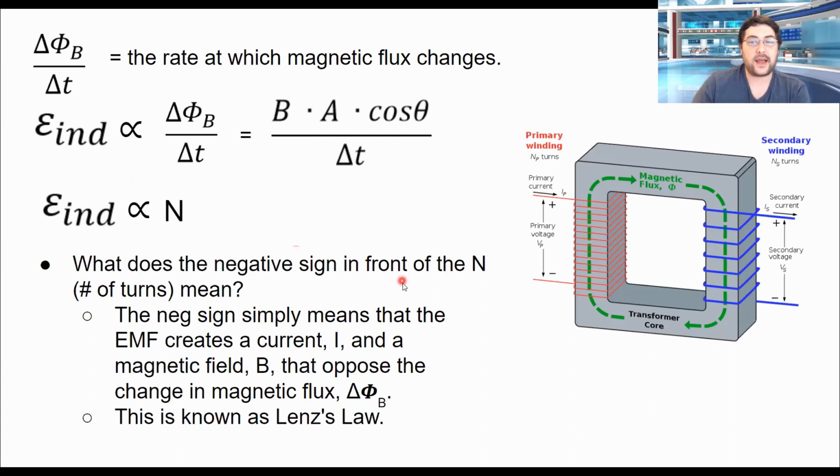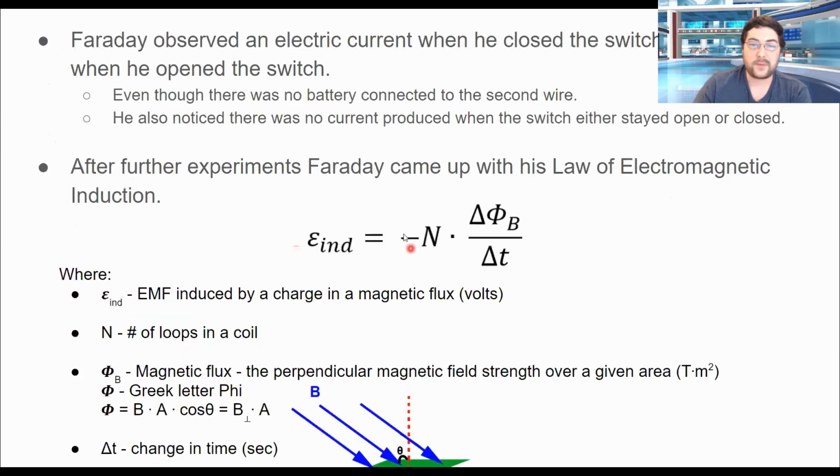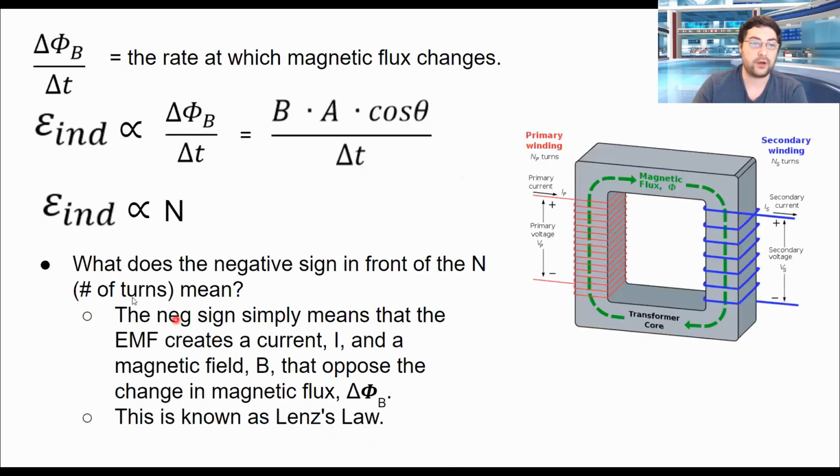So one thing that I haven't mentioned yet is, what about the negative sign? If we look back here, there's a negative sign in front of that N term, the number of loops in the coil. So why is that there? That negative sign is there to indicate that magnetic flux is trying to remain constant the entire time, okay?